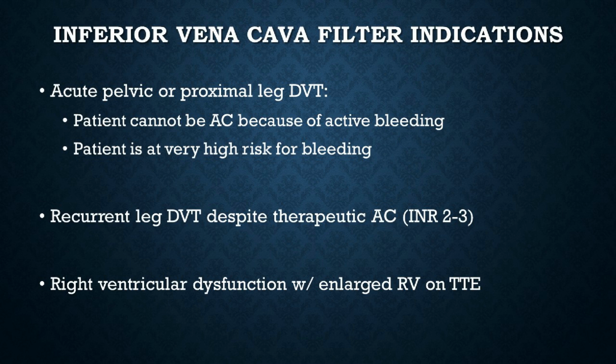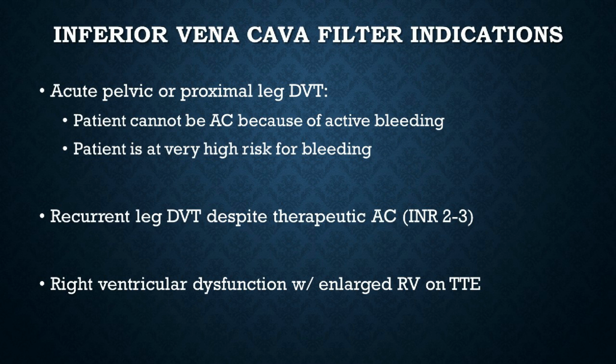Now, the second time when you're gonna put the inferior vena cava filter is when the patient is having recurrent leg DVTs despite therapeutic anticoagulation, which is INR 2 to 3. And please pay attention here to the word therapeutic anticoagulation, because in the vignette they will describe how the patient is taking heparin or warfarin or whatnot, but the patient has not reached therapeutic anticoagulation yet.